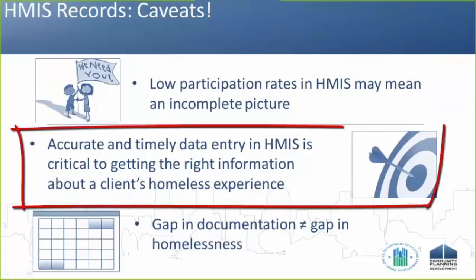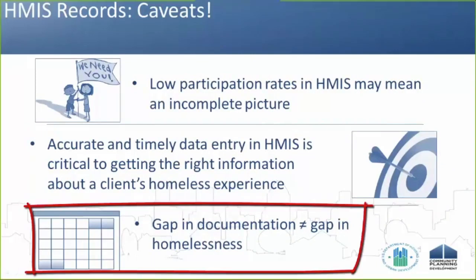The validity of the HMIS data depends on the accuracy and timeliness of the data entry. Project start dates, housing move-in dates, and exit dates are all frequently reported as problematic with respect to timeliness, and these elements are particularly critical when documenting chronic homelessness using HMIS.